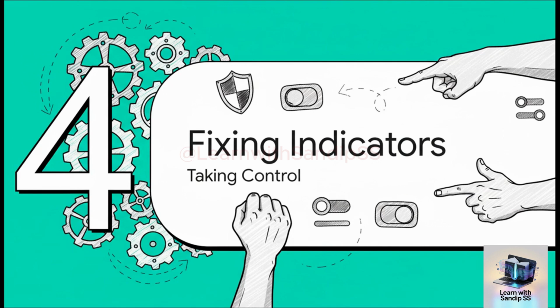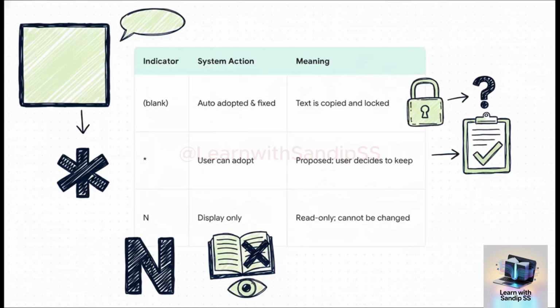Okay, this is where it gets really powerful. You might be thinking you're just stuck with this automatic process, but you're not. SAP gives you an amazing tool to manage this behavior, and it's called a fixing indicator. This is how you take back control. Think of this table as your control panel. When you set up the copy rules, you pick one of these indicators. If you leave it blank, that means full auto. The text is copied and locked in, no questions asked.